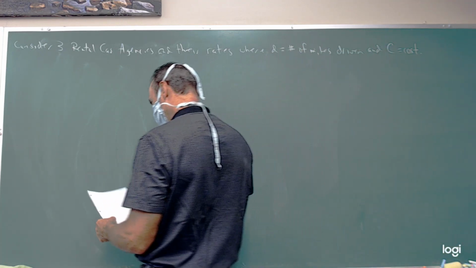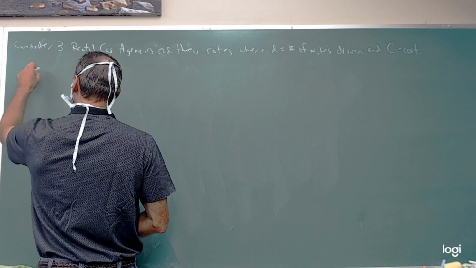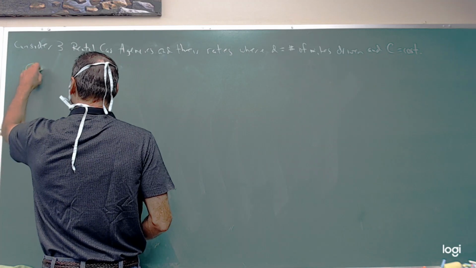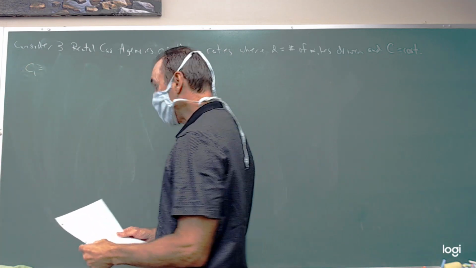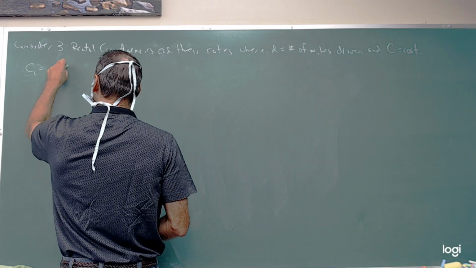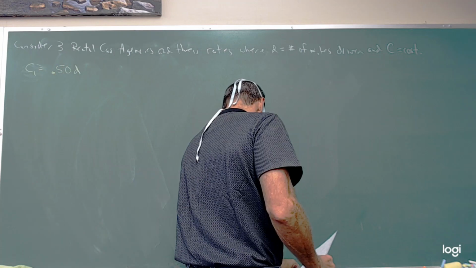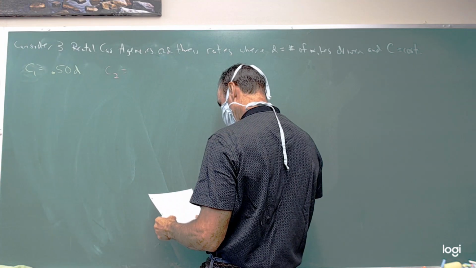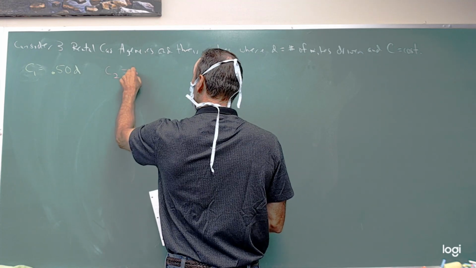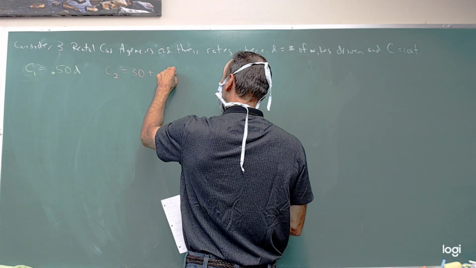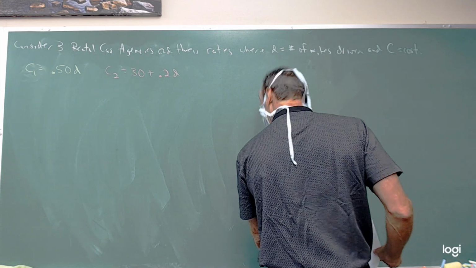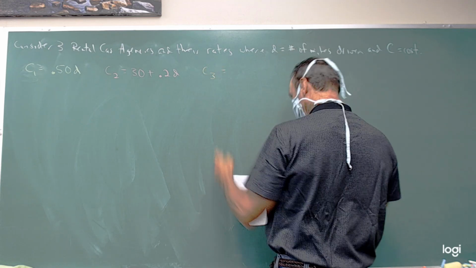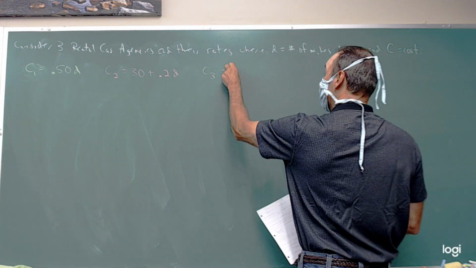So we're going to say the first, I'm going to do these in different colors because I can. So our first agency is going to charge 0.50 D. Our second agency is going to charge 30 plus 0.2 D. And our third agency is going to charge 50 plus 0.10 D.